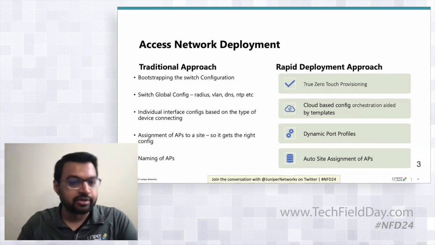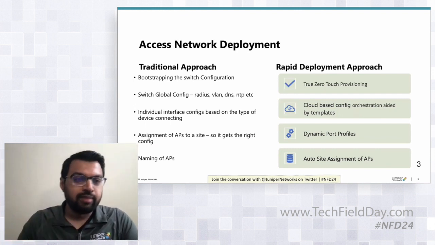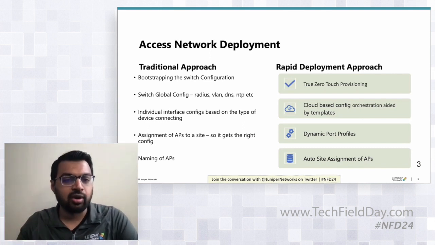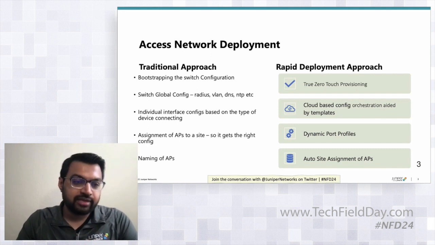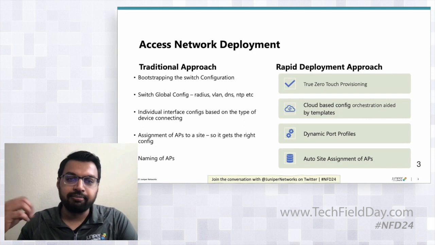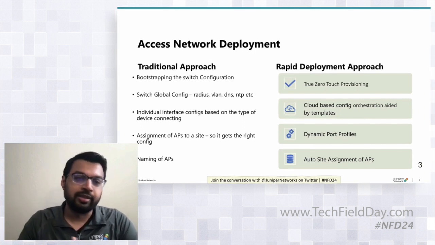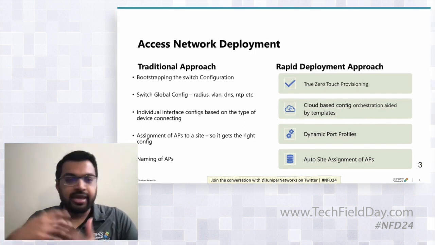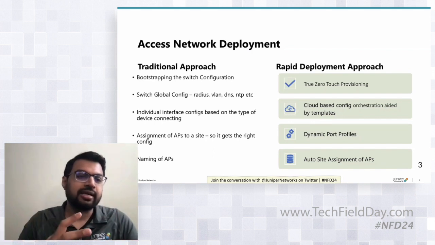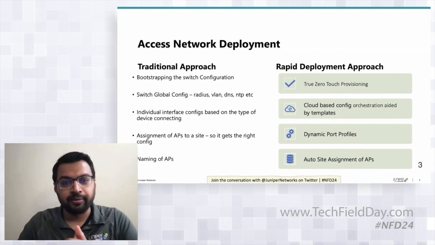The traditional approach has been, you have to unbox the device, bootstrap with the switch configuration, and then hopefully have some sort of scripting enabled to be able to push configurations from there on. On an individual device, you have to go in and configure interface configs to be able to plug in additional devices from there on. And if it is a full stack deployment, you're talking about assignment of APs to this site and then naming of APs, all of this on the day of the deployment.